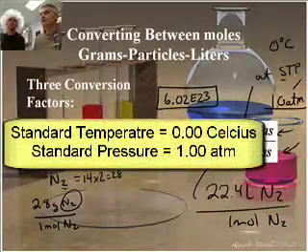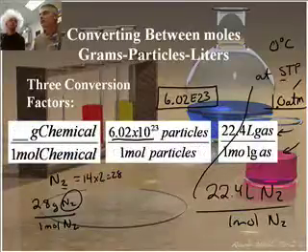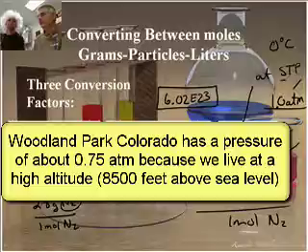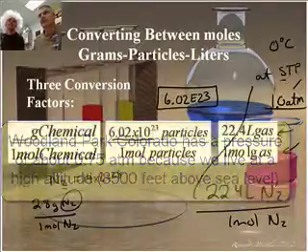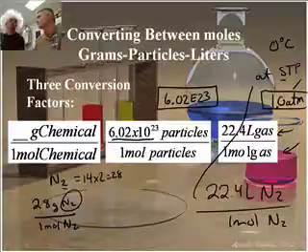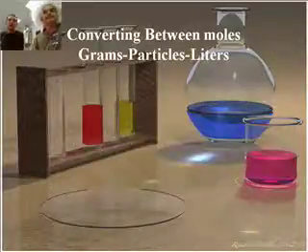Now, folks, if you're watching this in Woodland Park, where we live, we never live at 1 atmosphere pressure. We're about 0.75 typically, because we live high in the mountains at 8,500 feet-ish, somewhere in that range. But if you're at sea level, that typically is a pretty true statement. Okay, so we have those 3 conversion factors.